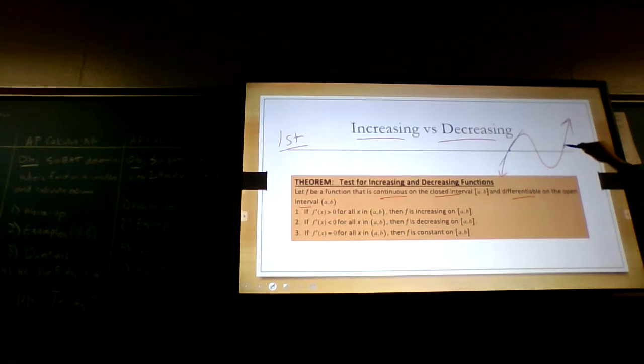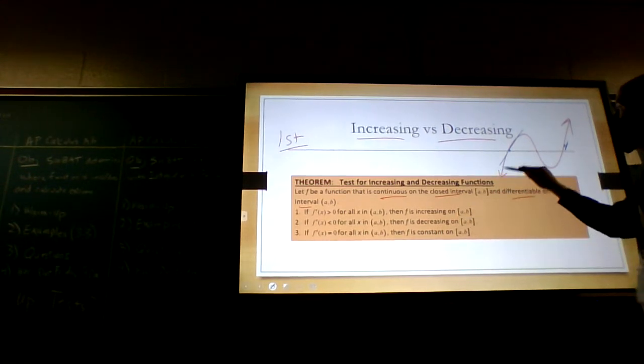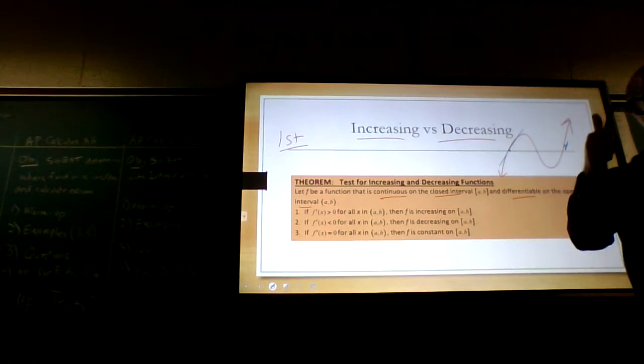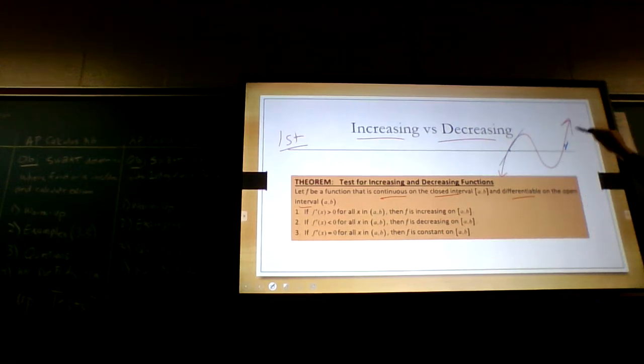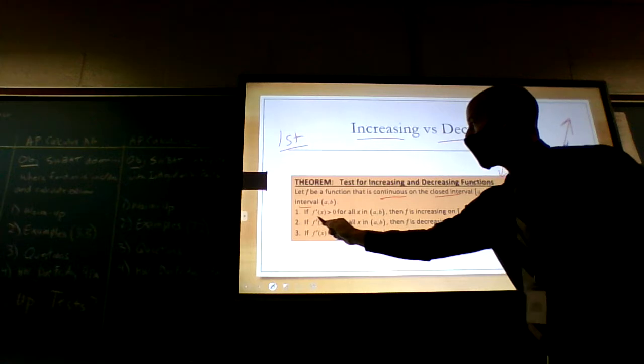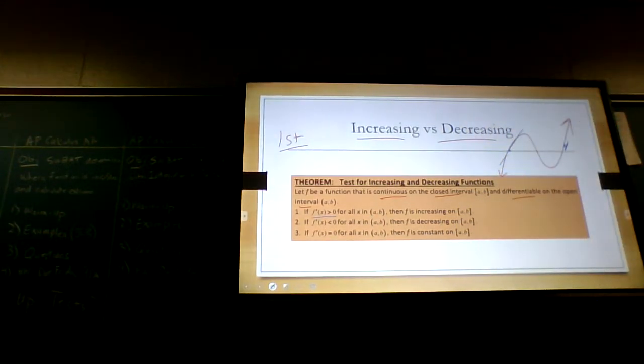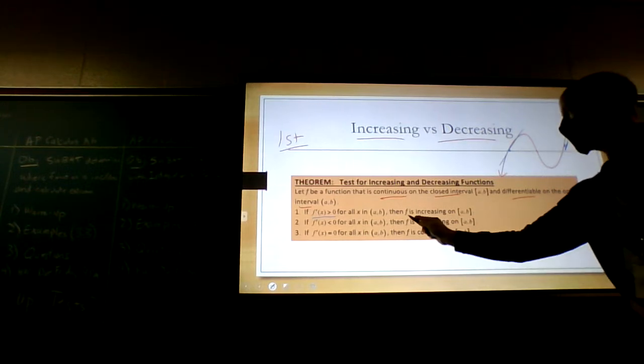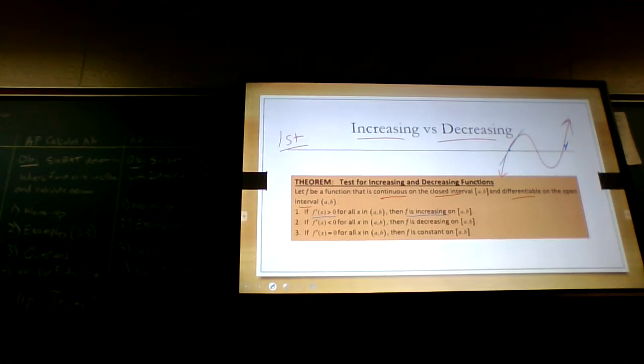Similarly, what if I drew a tangent line over here? What would the slope of that tangent line be? That'd be positive. And that's what this theorem says, and by the way, guess what's going on with the function here? It's increasing, isn't it? Guess what's going on with the function over here? It's increasing. It's kind of intuitive, really, when you think about it. And here's what it says. If f prime is greater than 0 for all of the x's in the interval, then the function is increasing on the closed interval. That's it. And it makes sense.